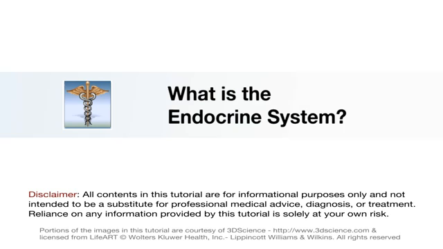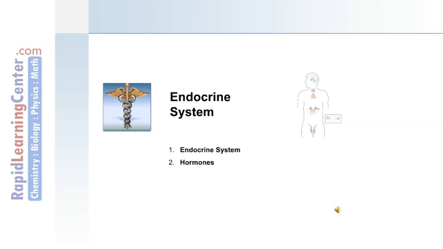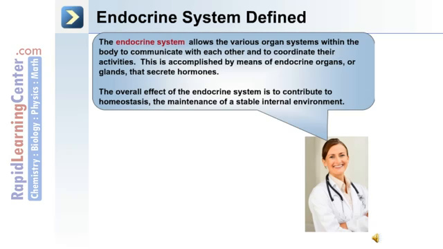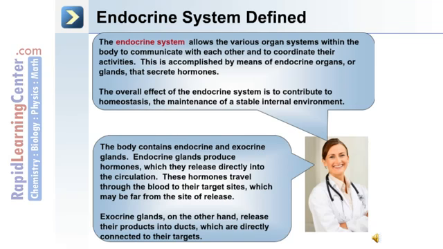Let's begin by discussing the anatomy of the endocrine system, as well as the different types of hormones. The endocrine system allows the various organ systems within the body to communicate with each other and to coordinate their activities. This is accomplished by means of endocrine organs that secrete key hormones. The overall effect of the endocrine system is to contribute to homeostasis. Homeostasis is the maintenance of a stable internal environment.